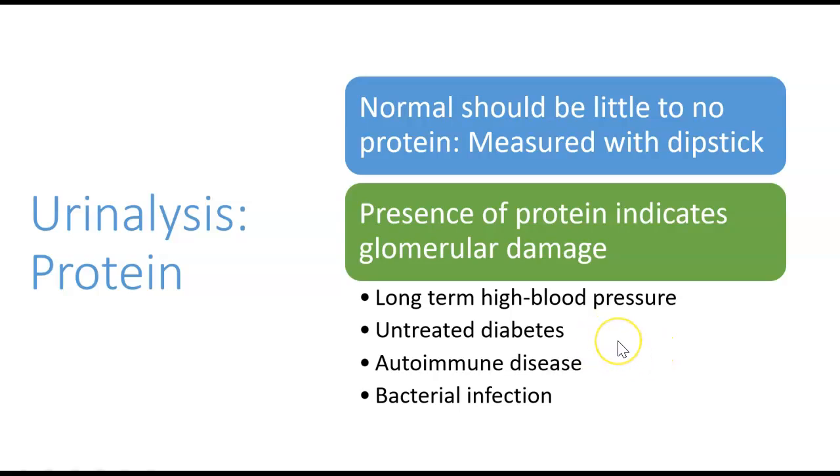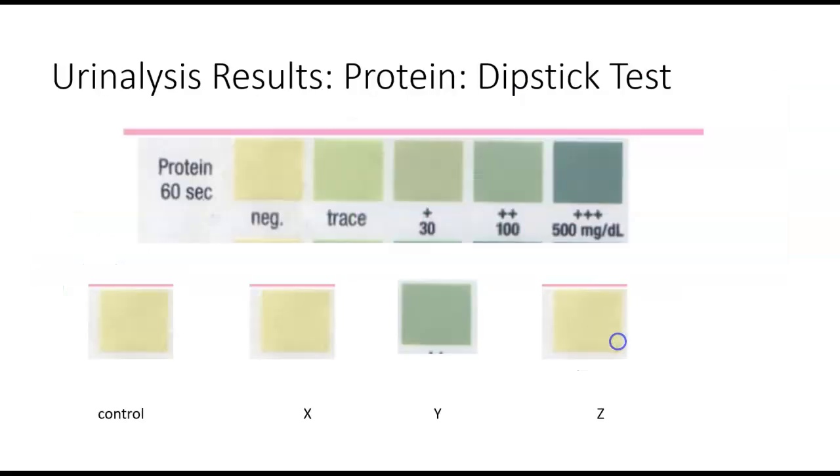This can be caused by long-term high blood pressure, untreated diabetes, different kinds of autoimmune diseases, or bacterial infections. Here is the urinalysis dipstick test. So here are the levels you want to compare to. The control is considered normal, no protein. This is patient X, patient Y, patient Z. So again, pause the video, fill out your data table.